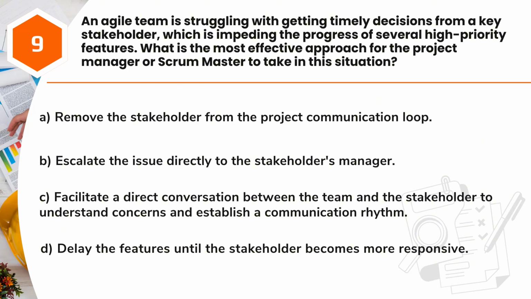Question 9. An Agile team is struggling with getting timely decisions from a key stakeholder, which is impeding the progress of several high-priority features. What is the most effective approach for the project manager or Scrum Master to take in this situation? A. Remove the stakeholder from the project communication loop. B. Escalate the issue directly to the stakeholder's manager. C. Facilitate a direct conversation between the team and the stakeholder to understand concerns and establish a communication rhythm. D. Delay the features until the stakeholder becomes more responsive.